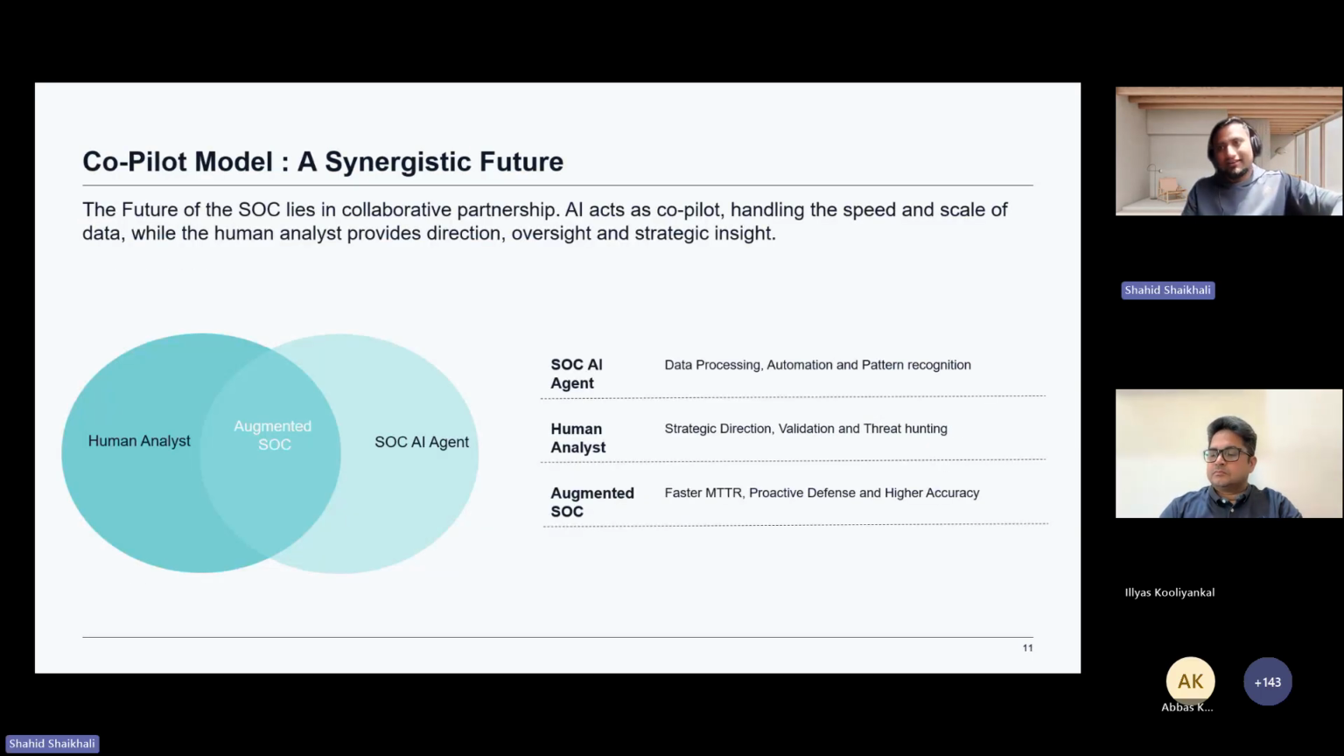So the future of the SOC lies in collaborative partnership, as we discussed, or what is termed the co-pilot model. Let's use the best of both worlds, where AI acts as co-pilot, handling the speed and scale of data, while the human analyst provides direction and oversight. The strategic insight also comes from a human analyst. How effectively do we use AI? This also comes from a human analyst, and we play a very vital role here. Together, this results in an augmented model where you use a combination of AI and human analysts to provide better value to your organization.